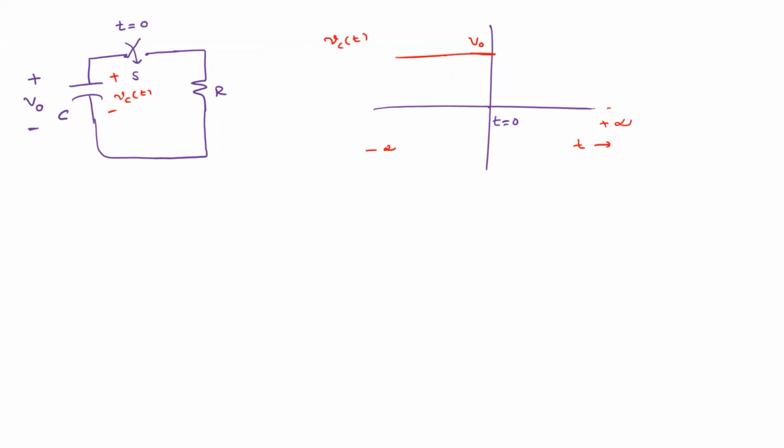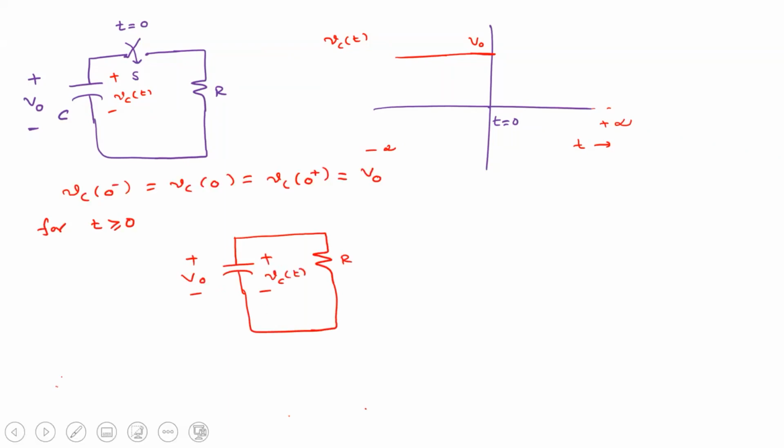At t equal to 0, the switch is closed. For t greater than or equal to 0, how will the circuit be? So this will be the circuit, right? The switch is closed now. So this is the circuit, right? Everyone agree? Yes, sir. Right. So now this is the circuit.